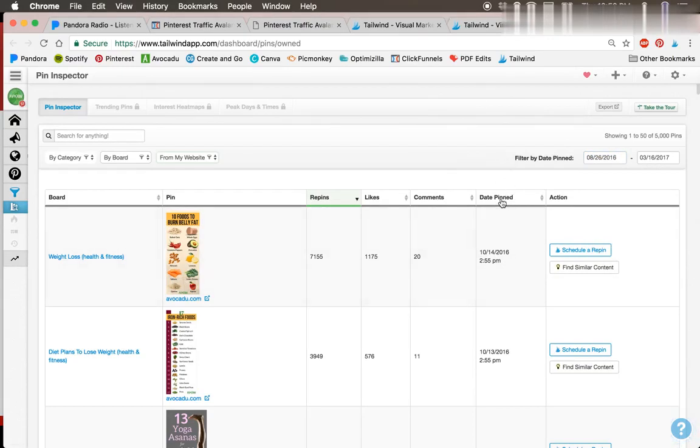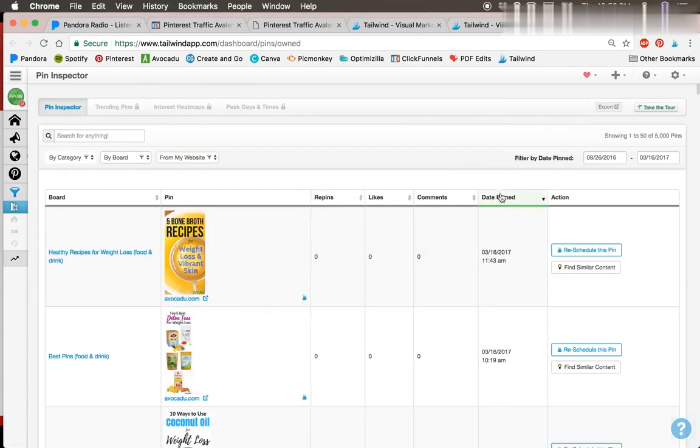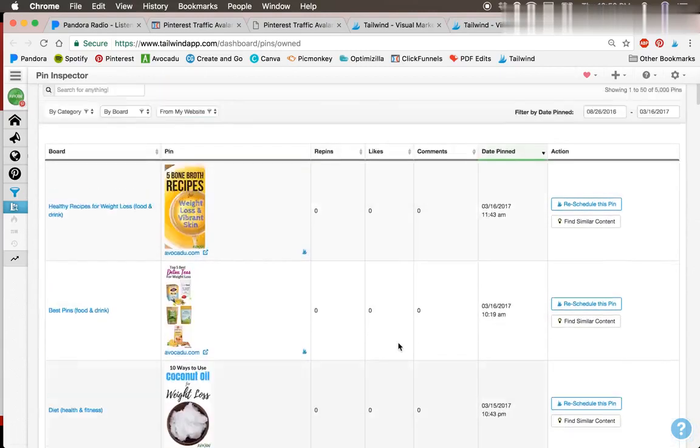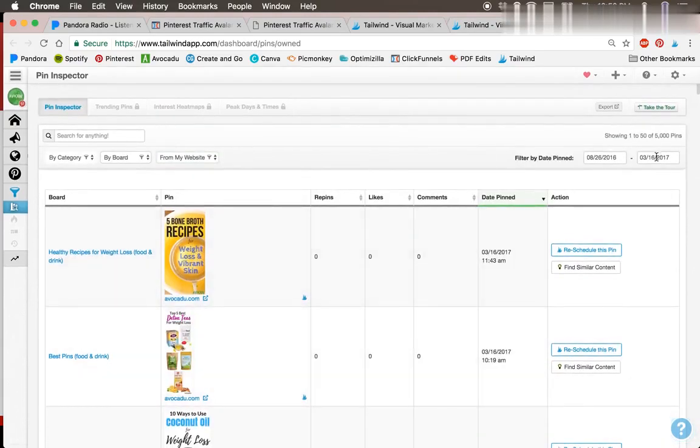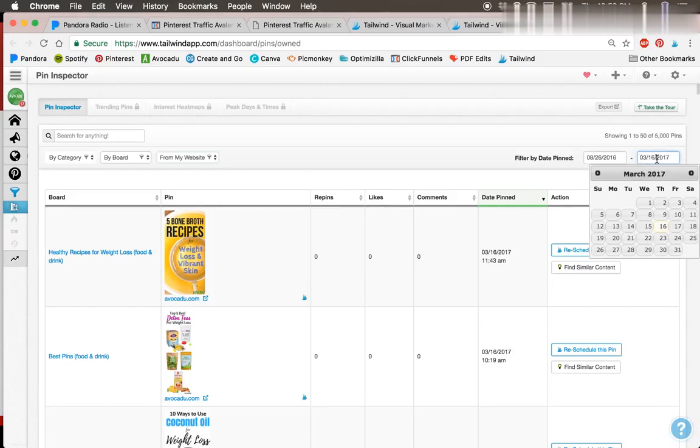But I like to sort this by date pinned, and then I can see how my repins are averaging over the last few days. One thing I always do is change this date right here. It's going to automatically default to the day today. But as I explained, Tailwind takes about 24 hours to update.